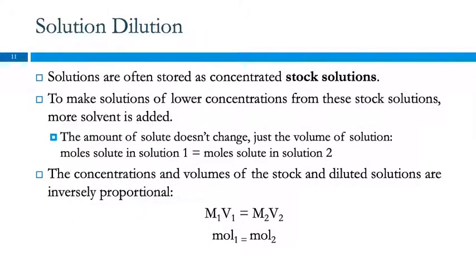So solutions are often stored as concentrated stock solutions. These are solutions that we keep in stock in the stock room. And then when we need something that's less concentrated, we dilute them. So it's a little bit like having the frozen concentrated orange juice in your freezer. And when you need some orange juice for breakfast, you get out the concentrate and you dilute it. To dilute something, you just add more solvent. The amount of solute doesn't change when you do this.